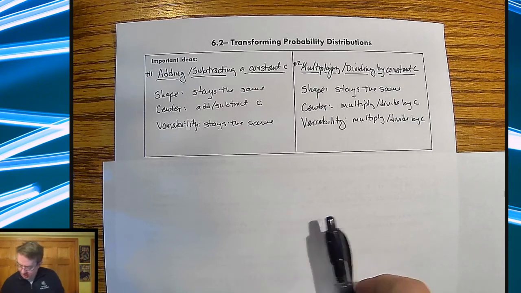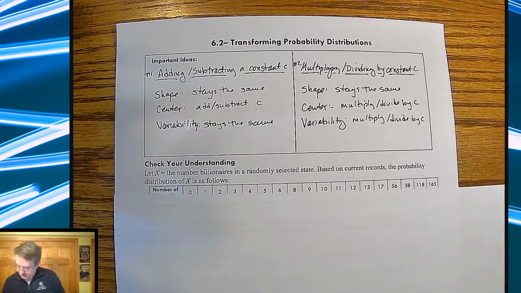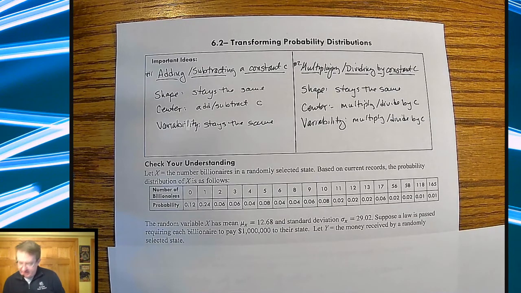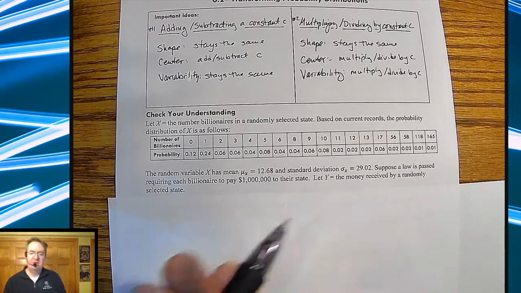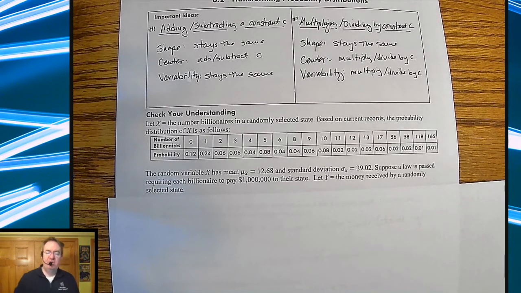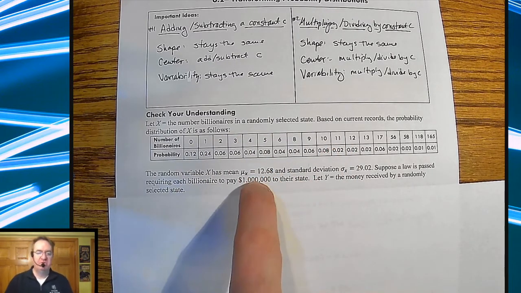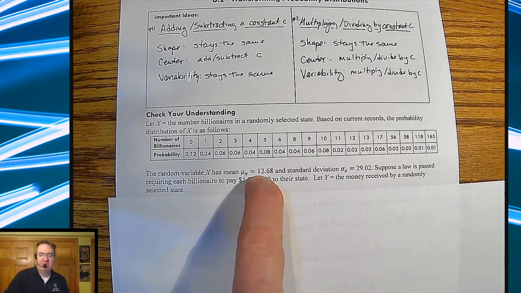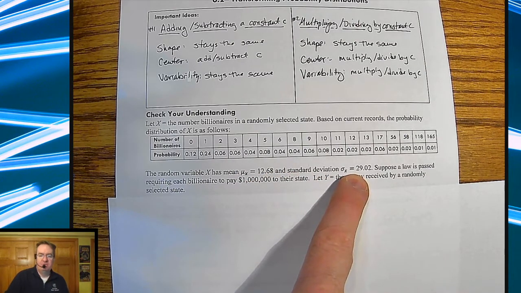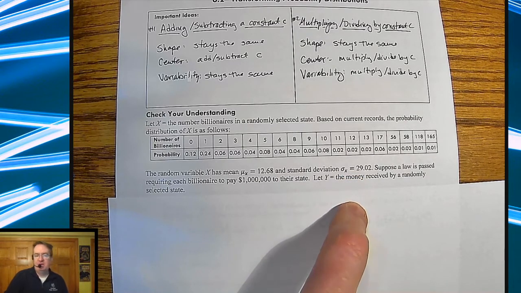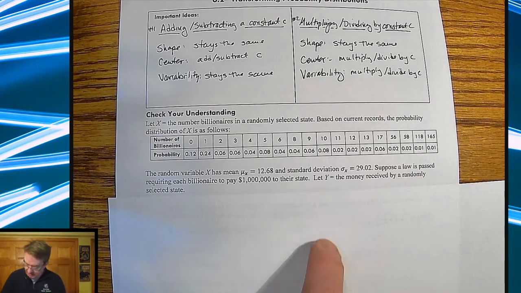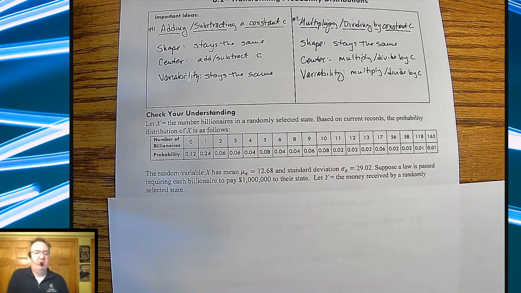Okay. So for your check your understanding, we're taking a look at billionaire data. So X is the number of billionaires in a randomly selected state. Based on the current records, the probability distribution is down below for a random variable, and sometimes they'll give you all of this, but guess what? They already give you all the data down here. So before you freak out, make sure you read it. The mean is 12.68 billionaires per state. Standard deviation is 29.02. Suppose a law is passed requiring each billionaire to give $1 million to their state, and let Y be that. So take a look at the rest of the questions. Come on back, and we'll check your answers.